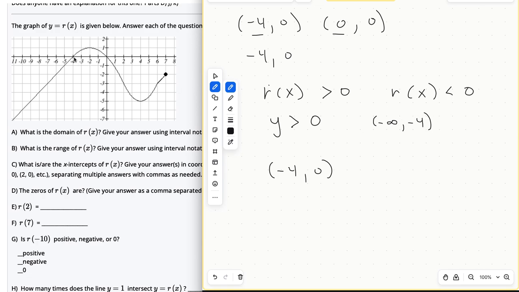And then we need to skip over this bit, so we're going to use a union. And then here at 0 again, it dips back down below, and then does that until 7. So notice again, I'm using the x values. I'm describing the interval on which it's happening, not how high or how low. So it's below the axis from 0 to 7. So that would look like that.